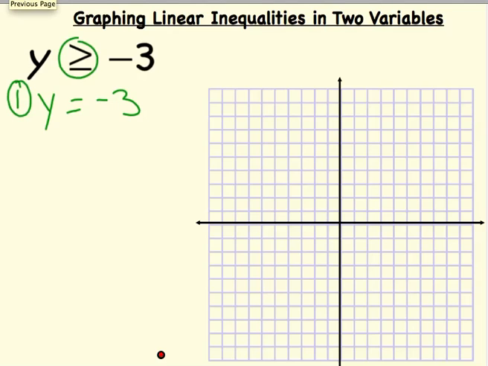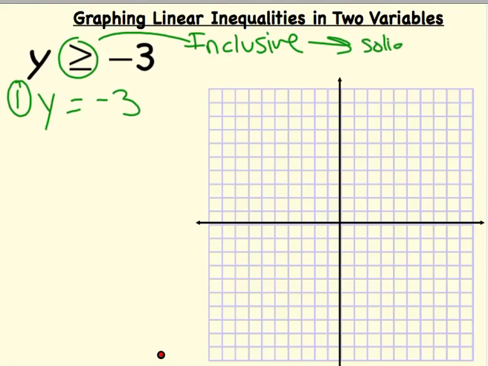Notice that this is inclusive. So it is a solid line. And y equals negative 3 is a line that goes through the y-axis, so that is going to be a horizontal line through negative 3. And again, it's a solid line as opposed to a dotted line.